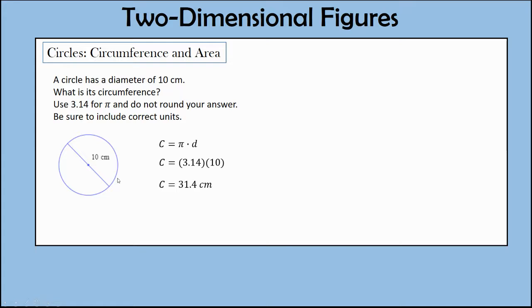So diameter is a linear distance. It's a straight line distance. So we just label it with that unit, 31.4 centimeters.